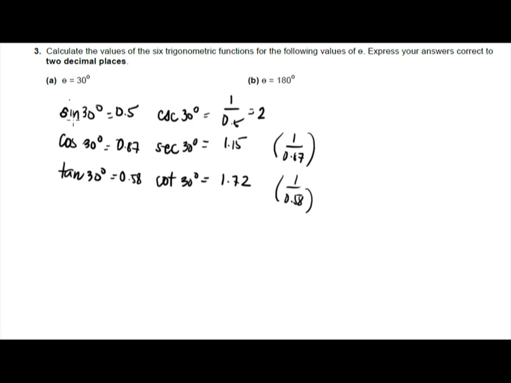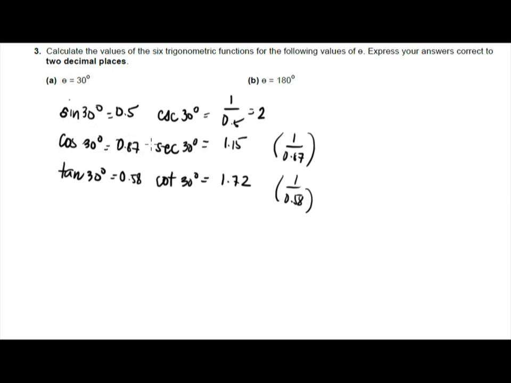I usually take note of this S. So sine is S, cosecant is C. So S is paired to a C. As you look at cosine, it is paired to secant, C is paired to S. So don't pair an S and another S. That's just one way to remember it.